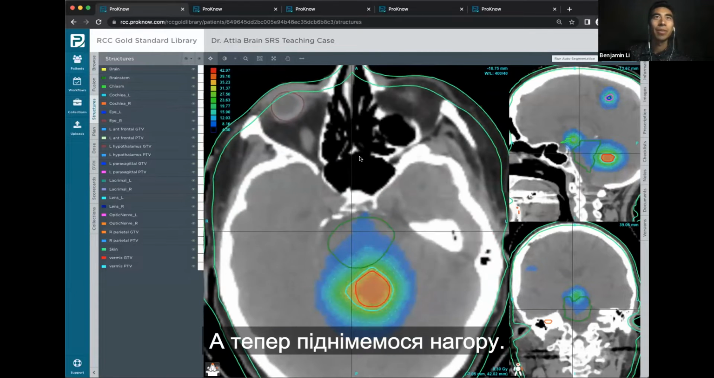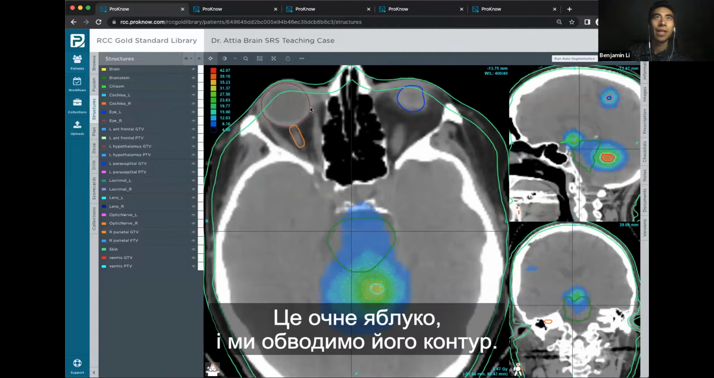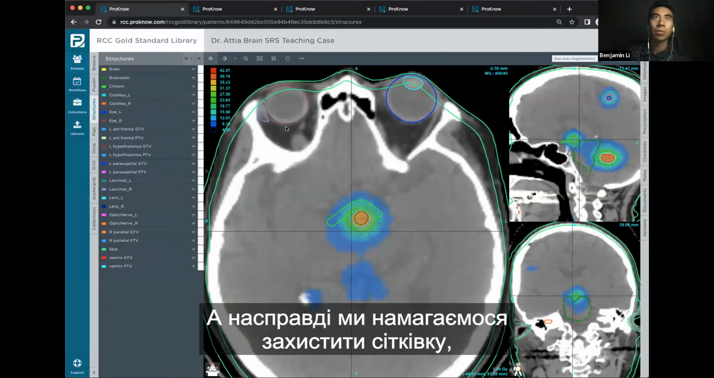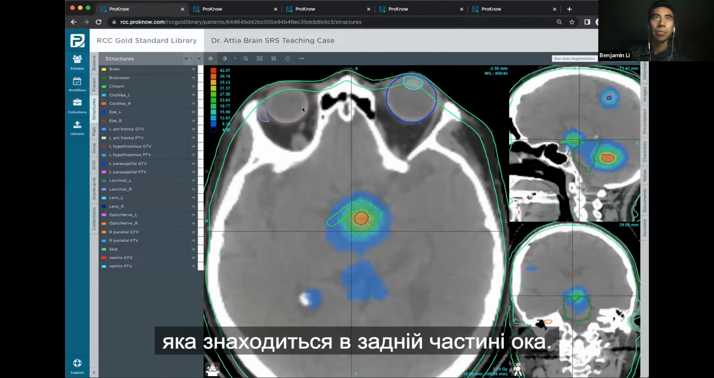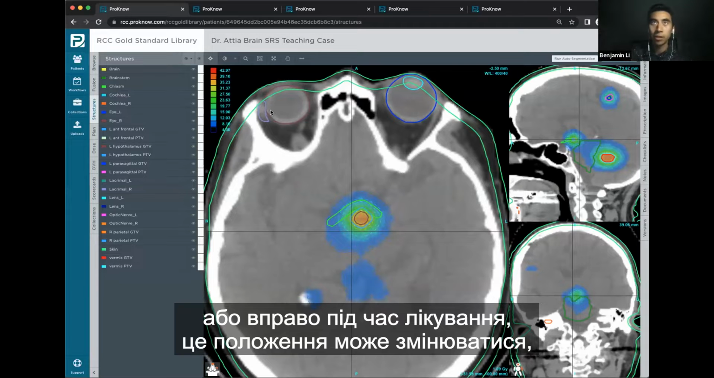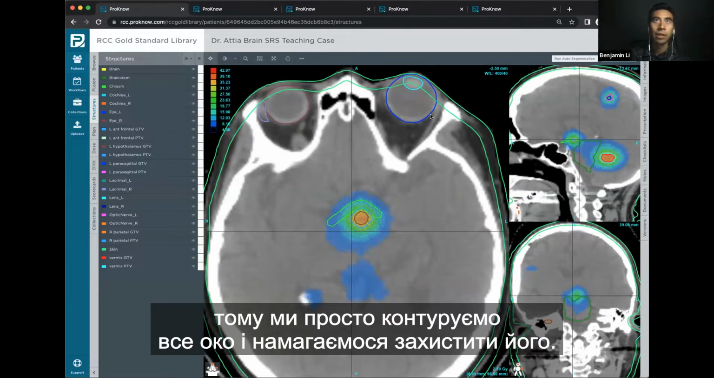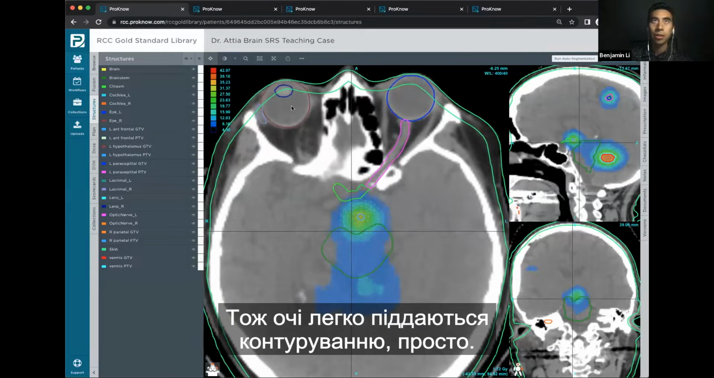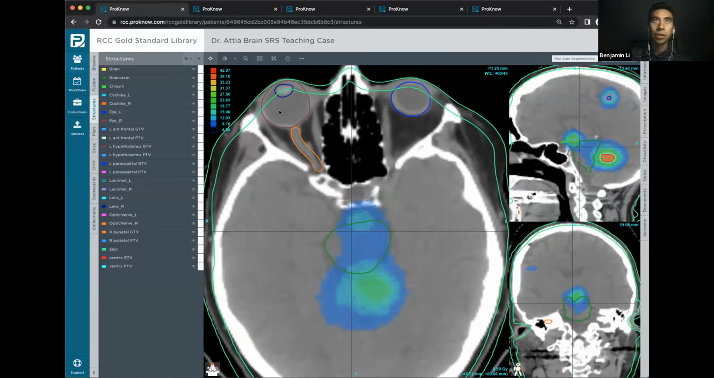So now let's go up. This is the eyeball, also known as the globe, and we contour the whole thing. What we're really trying to protect is the retina, which lies in the back part of it here. But since eyes can move, and even if the patient's looking left or right during treatment, that position can change, we just contour the whole eye and try to protect it. So the eyes are pretty easy to contour, pretty straightforward.